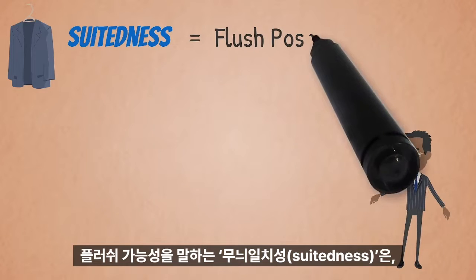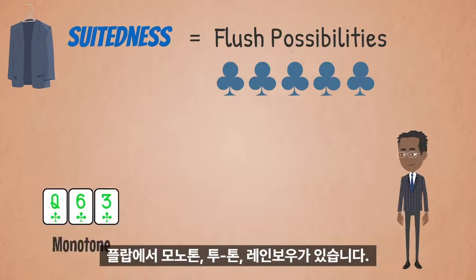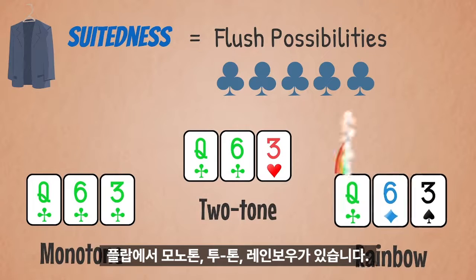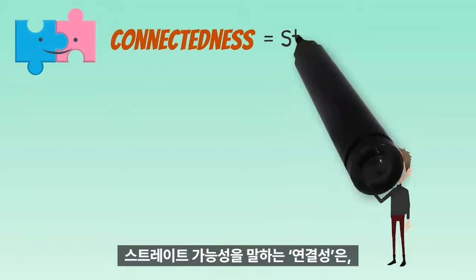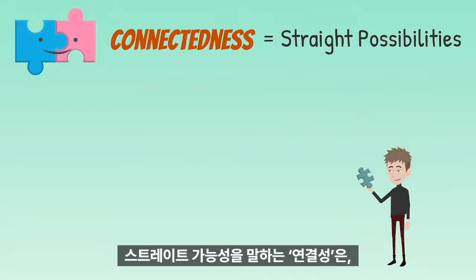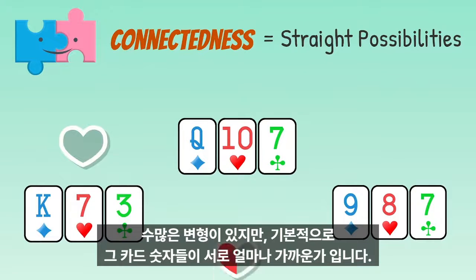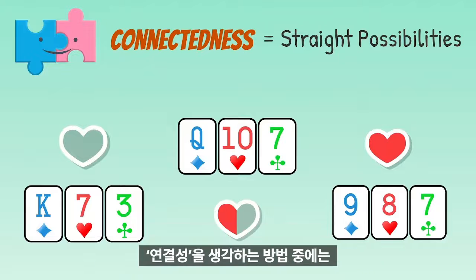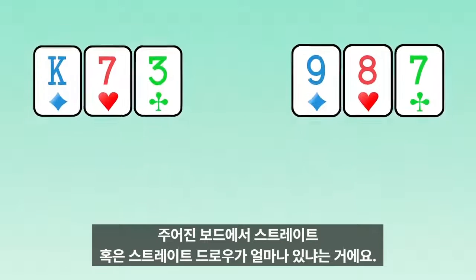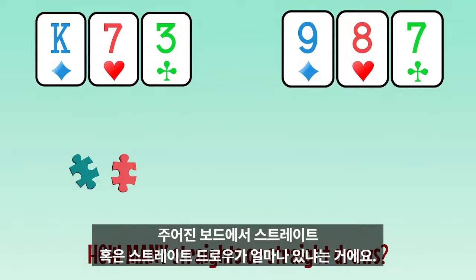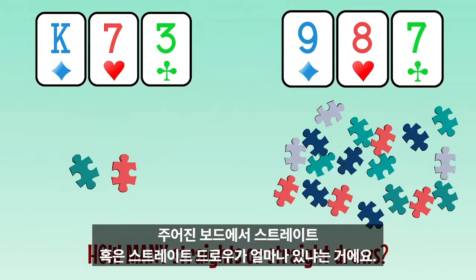Suitedness refers to flush possibilities. Is the flop monotone, two-tone, or rainbow? Connectedness refers to straight possibilities. There are tons of variations, but essentially it's how close together the cards are. One way to think about it is, how many different straights or straight draws are possible on a given board?